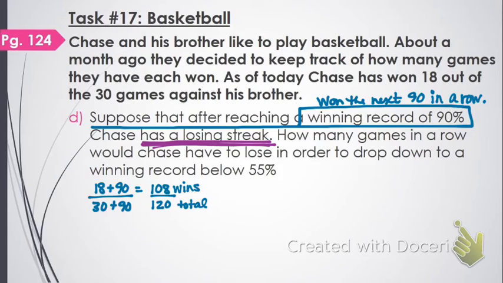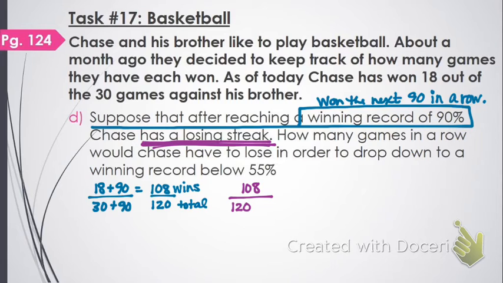I want you to think about this fraction. If he goes on a losing streak, does the numerator get bigger? No. Does it get smaller? No. Why not? You can't unwin games. So does the numerator change at all if he goes on a losing streak? My numerator is going to stay 108. What about the denominator? That's going to get bigger. Do we know how many more games he lost?